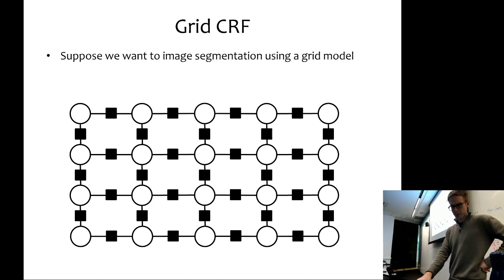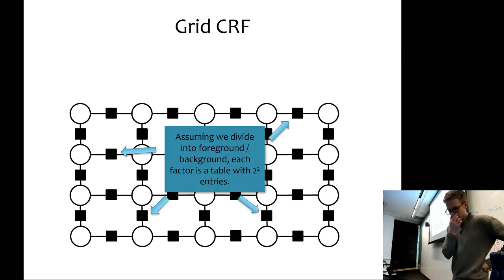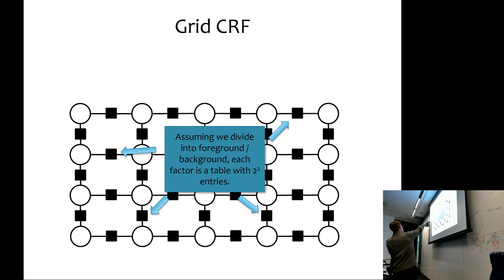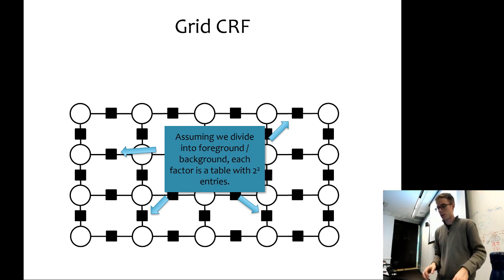And so if we want to do image segmentation, then let's suppose further that all we're trying to do is just divide into foreground and background. Okay? So each of these variables takes one of 2 values, either foreground or background, and each of these factors is a little table with 2 squared entries, right? Because it's going to have an opinion about the foreground, background values of 2 variables.